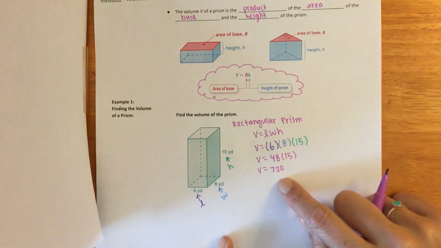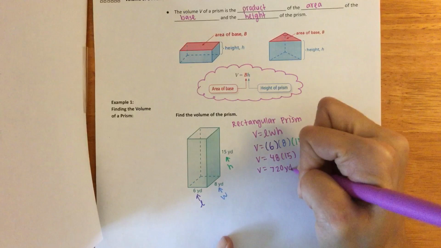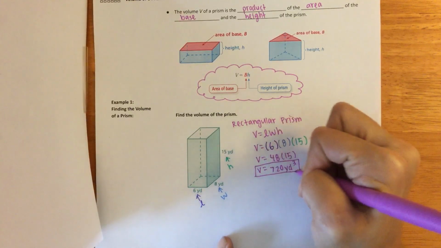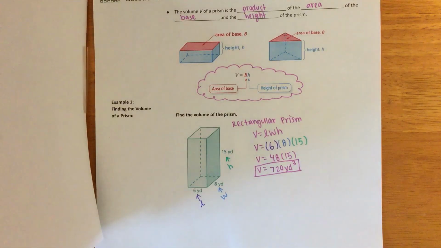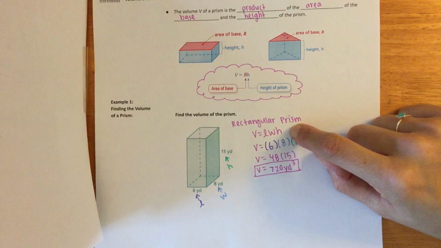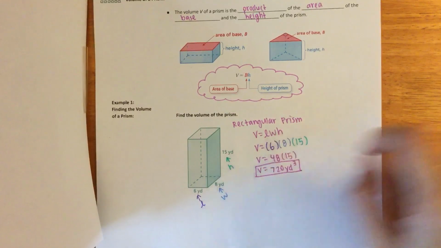So because, again, we are looking at volume, I'm not going to just put 720. I got to look at my units. My units are yards, so it's going to be yards cubed. And that is my answer. This, like I said, is a very basic formula that I know a lot of you know, so again, I'm not too worried about that, but do understand that's the area of the base times the height.